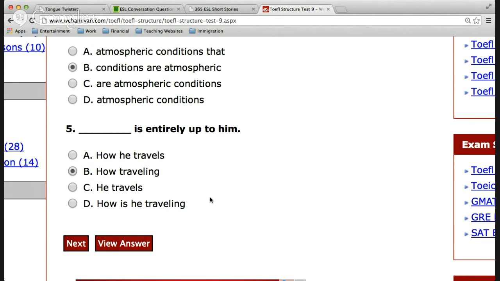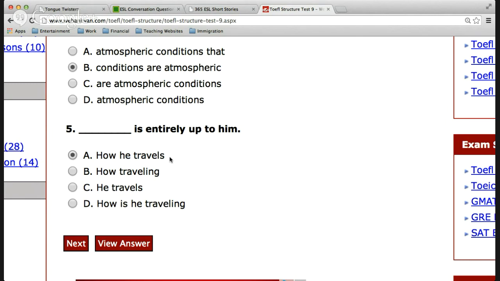Okay, first one, A. How he travels is entirely up to him. B. How traveling is entirely up to him. D. How is he traveling is entirely up to him. Okay, anybody want to change their answer? B. No. No. Okay. Incorrect. Suspense. Okay. Our answer is A. How he travels is entirely up to him.